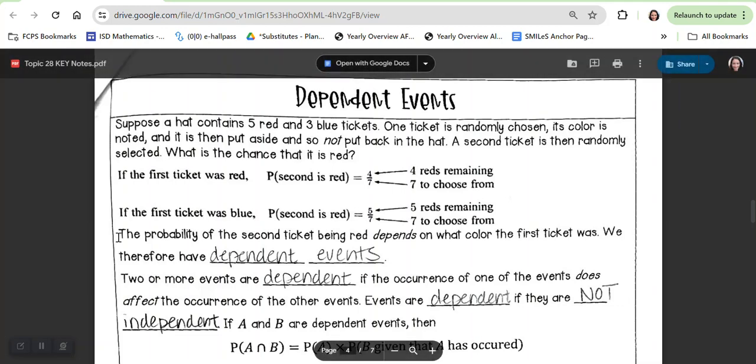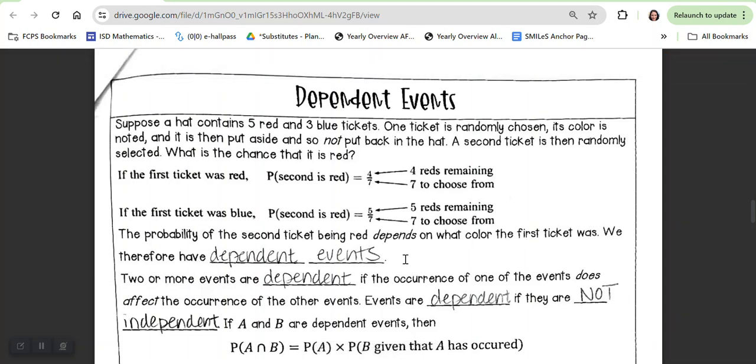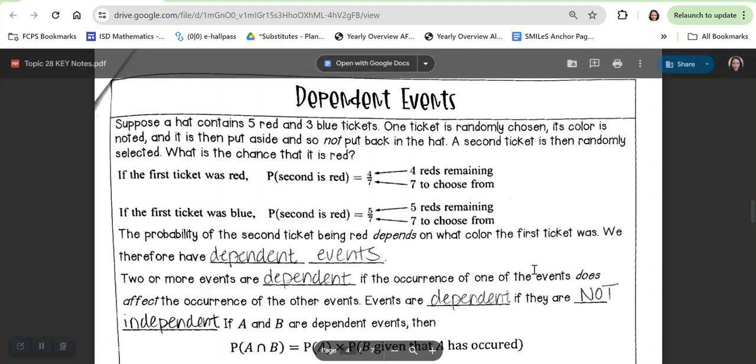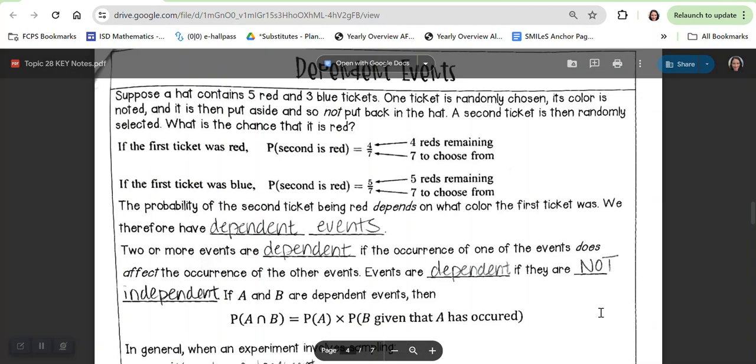So the probability of the second ticket being red depends on the color the first ticket was, and we have dependent events. Two or more events are dependent if the occurrence of one event does affect the occurrence of the other. Events are dependent if they are not independent.